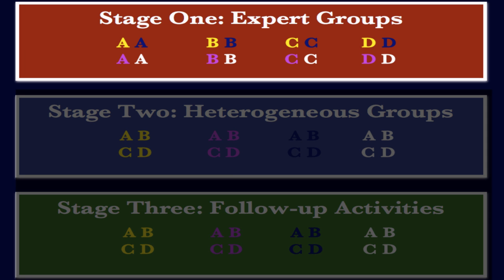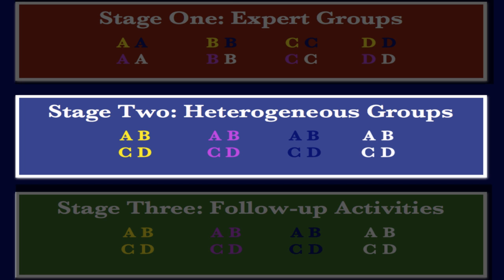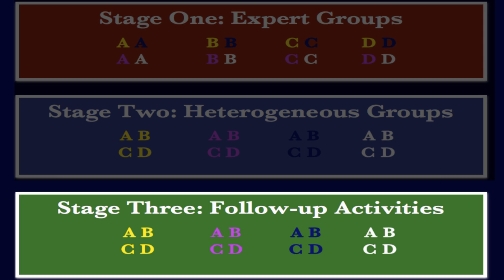There are 3 stages to a jigsaw activity. Stage 1 is where expert groups learn 1/4 of the story. In this stage, each member of the group has the same text. Stage 2 is where heterogeneous groups teach each other the section of text they've learned. Stage 3 is where students work cooperatively on follow-up activities.